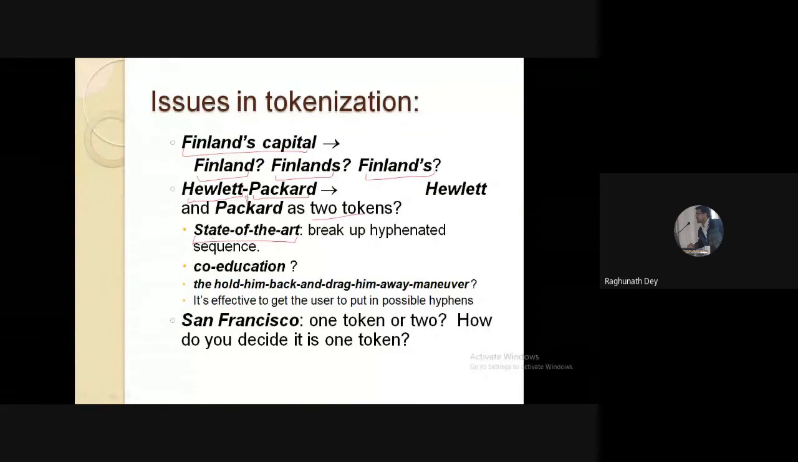If we have chosen state, separate token, of, separate token, the, separate token, then the meaning is completely different. You are breaking the terms present in this particular phrase, that is, breaking up by the hyphenated sequence. Meaning is different. Co-education, there is a hyphen. So should I ignore the hyphen, or should I combine this into a single one?